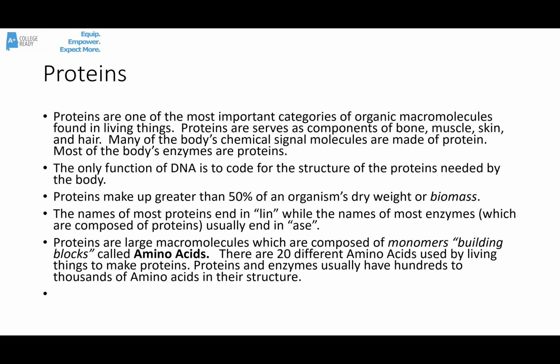Typically, the names of proteins end in the letters LIN, while the names of enzymes, which are proteins, end in the letters ASE. Proteins are very large macromolecules made of monomers called amino acids. 20 different amino acids make up all the proteins in all of life. Most proteins and enzymes have hundreds, sometimes even thousands of amino acids in their structure. Another thing to know about proteins, not only are they large, they're also polar or charged.